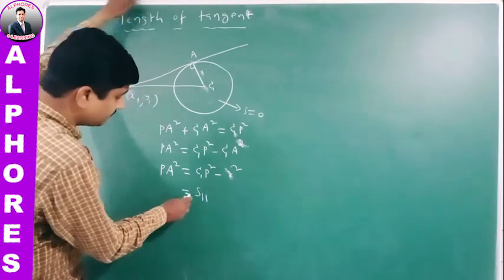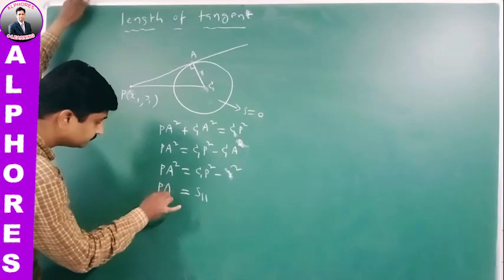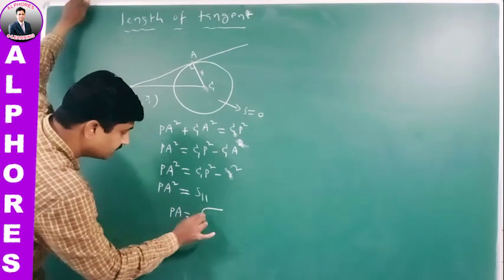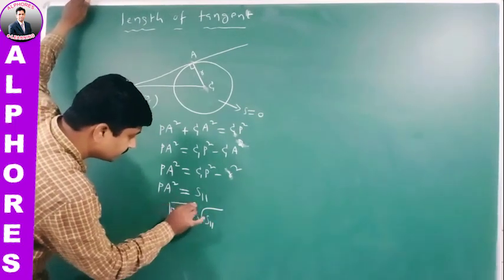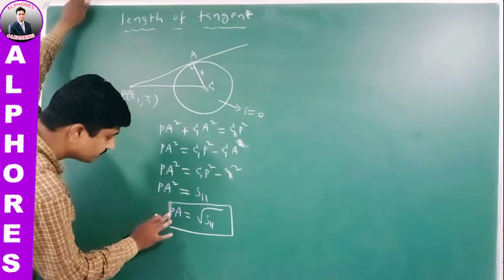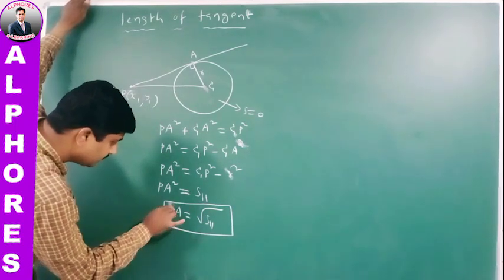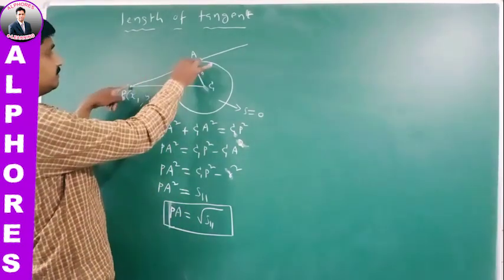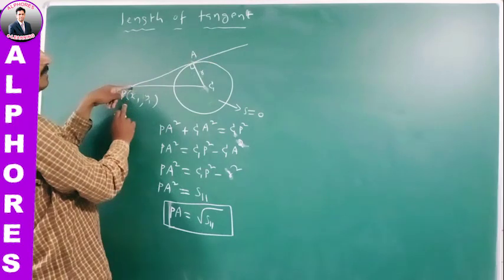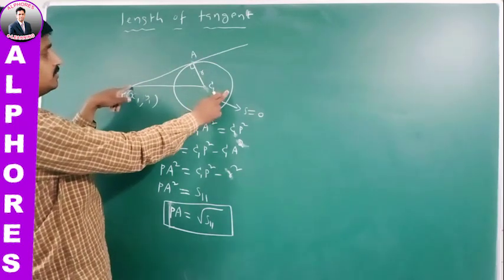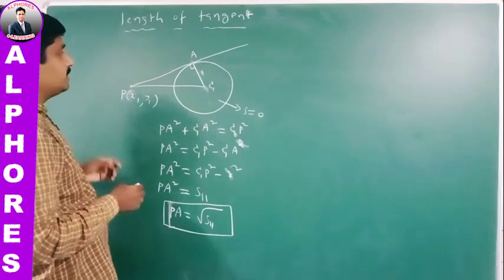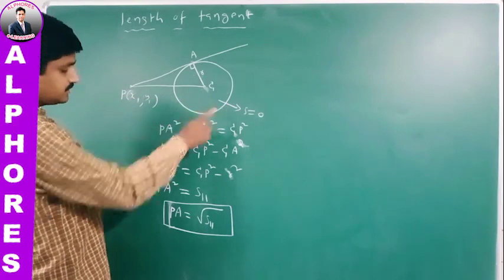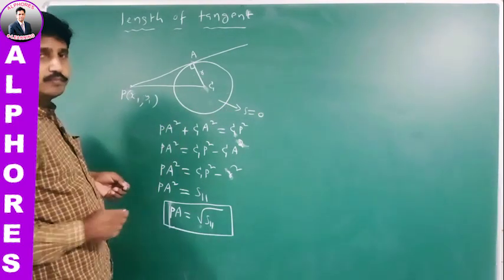Here PA square equals S11. Therefore, PA equals root S11. Now, PA is the length of the tangent from the point P to the circle S equals 0. Here is the length formula: the length of the tangent from the point P (x1, y1) to the circle S equals 0 is under root of S11.